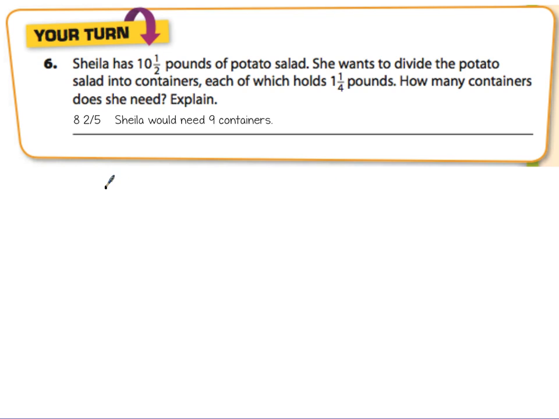So she has 10.5 pounds of potato salad, and she can put them into containers that hold 1 1/4 pounds. So she's taking 10.5 pounds and putting it into groups of 1 1/4. Okay, and I want to know how many containers does she need. And in this case, it tells us flat out she wants to divide the potato salad into containers. So she's taking that 10.5 and dividing it into groups of 1 and 1/4. Again, we make it improper, so I end up with 21/2 divided by 5/4.